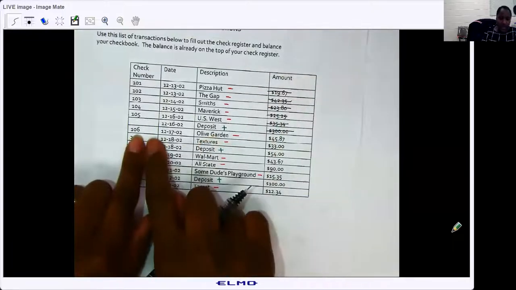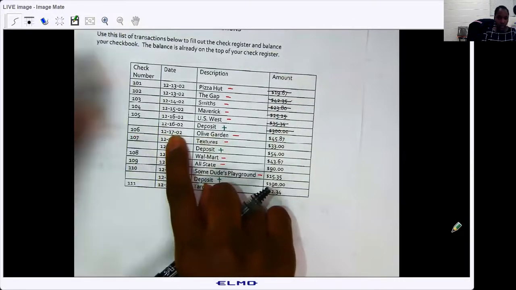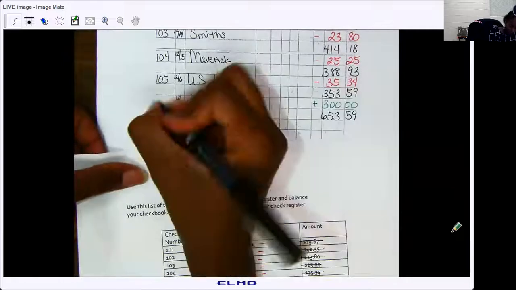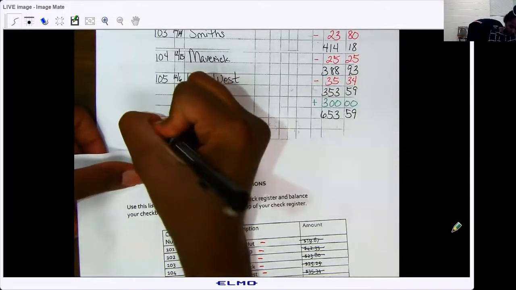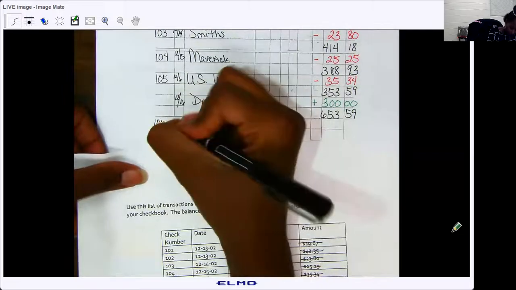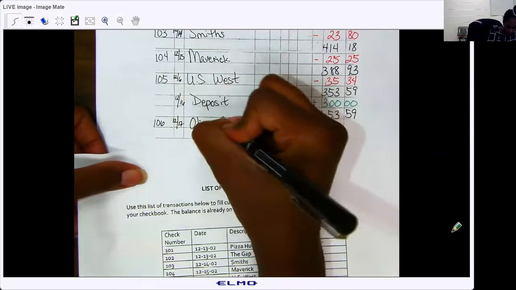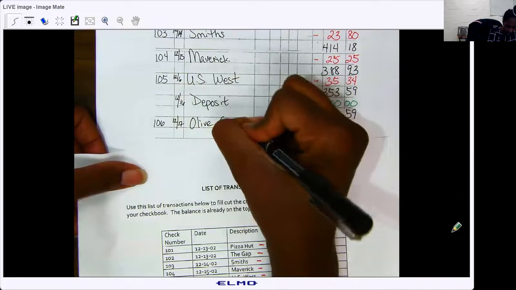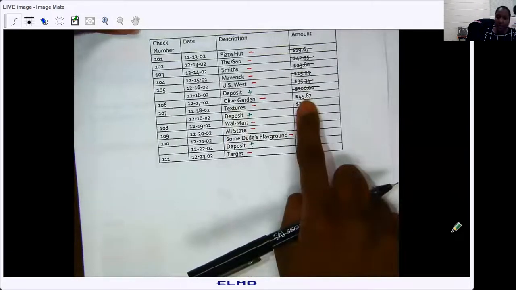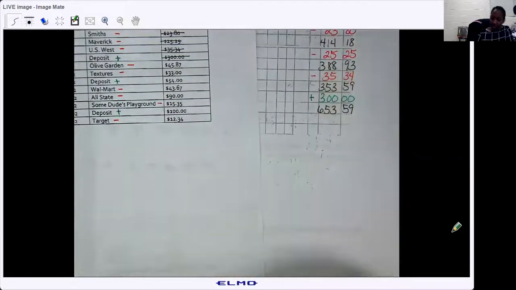Now, the next thing we did, we went to Olive Garden. We got hungry on the 17th of December, and we wrote a check for 106. The check is 106. And what day was that again? 12/17. And we were at the Olive Garden. I like their soup and salad. That's probably about the only thing I like there. All right, and how much did we spend there? $45.87. Man, we were feeding a lot of people.